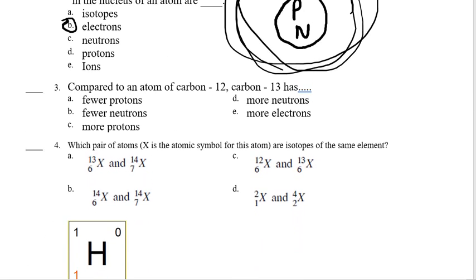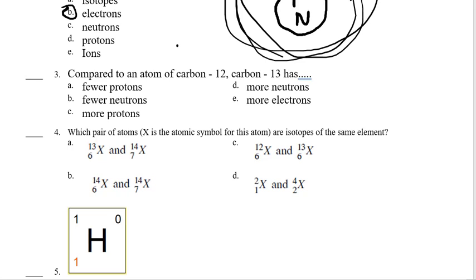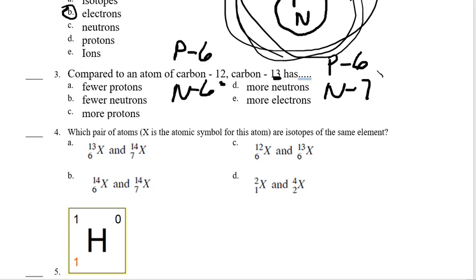Compared to an atom of carbon-12, now carbon-12 has 6 protons and it has 6 neutrons. That's why it's 12. You add these together. Carbon-13 has 6 protons also, but it has 7 neutrons. So you add these together, you get 13. That's the meaning of these numbers, 12 and 13. So obviously compared to carbon-12, carbon-13 has more neutrons. So where is that? Right here, D.